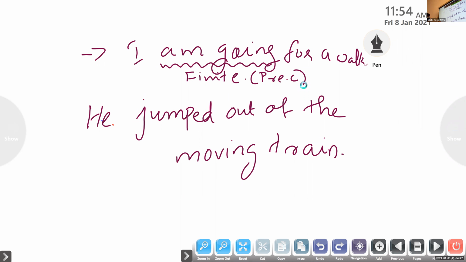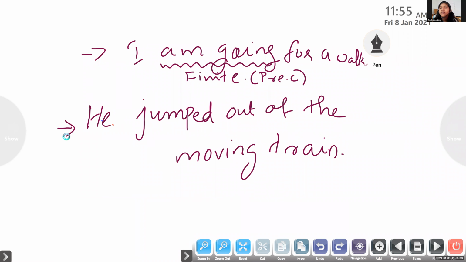Okay, but look at the second sentence, children. He jumped out of the moving train. Second example. All of you wait here. Here you can see one finite verb which shows the tense form and one non-finite verb which is in the form of a participle. Can you identify the finite verb first?